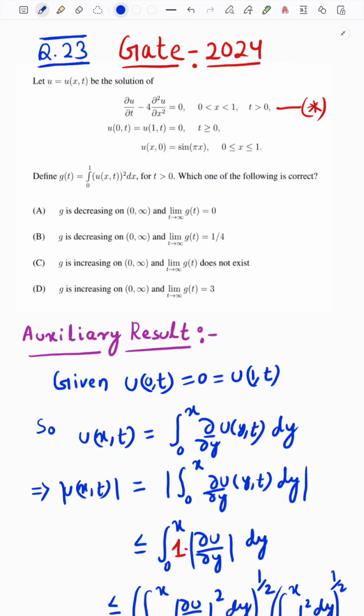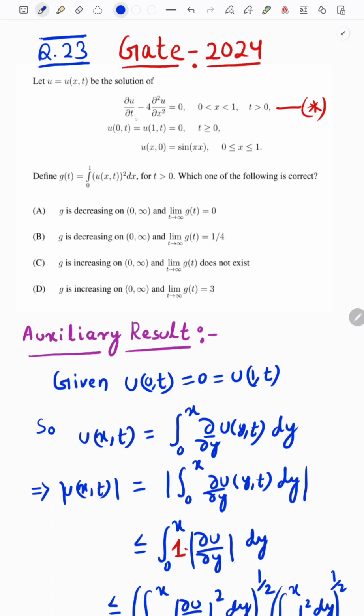Hello everyone, let us discuss a very interesting question, and this question is from the partial differential equation part and asked in the GATE 2024. Okay, and here in the question what is given? It is the heat equation.